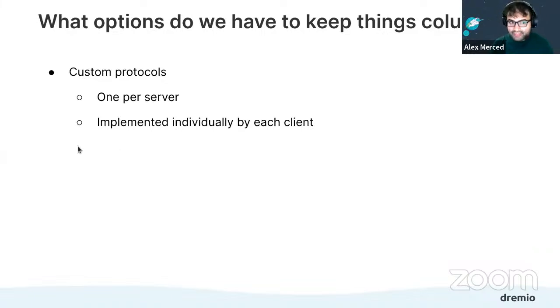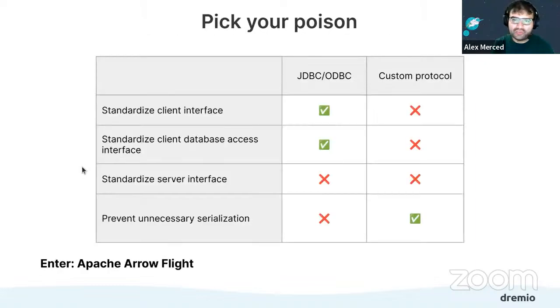So before Apache Arrow, your option was basically custom protocols. That's fine, but it means every database would have to come up with its own custom columnar protocol, and each client would then have to create a client side to deal with that protocol. So again, nothing is standardized. It's faster because you're reducing serialization, but you're having to relearn the wheel with each tool you have. So you end up having to pick your poison.